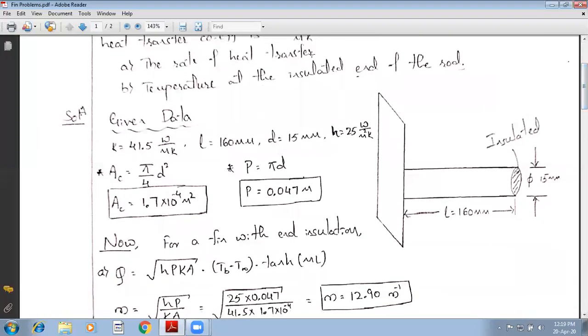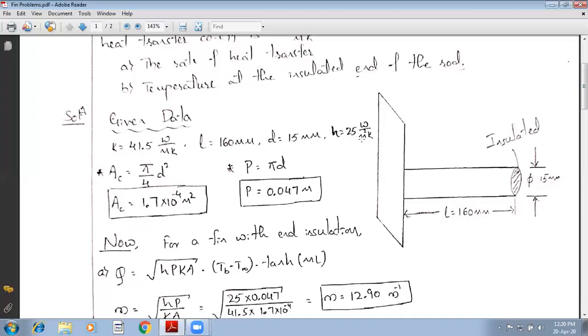So, the first question asked is the amount of heat transfer through this fin. Second question is temperature at the insulated end of the rod. It means temperature at this point. Given data is as follows. The thermal conductivity of the fin material is 41.5 watt per meter Kelvin. Length of the fin is 160 mm. Diameter 15 mm. Convective heat transfer coefficient 25 watt per meter square Kelvin.